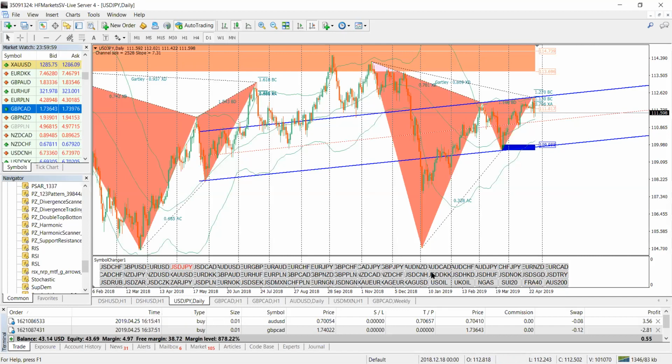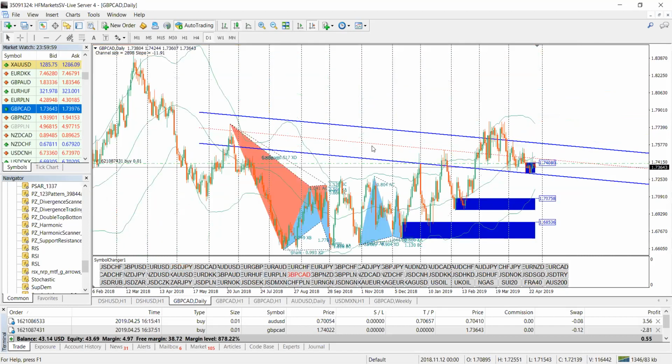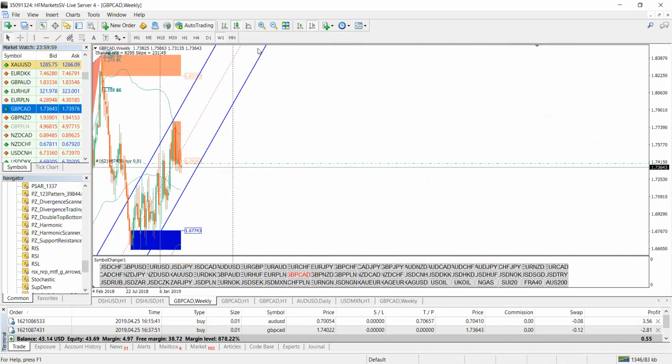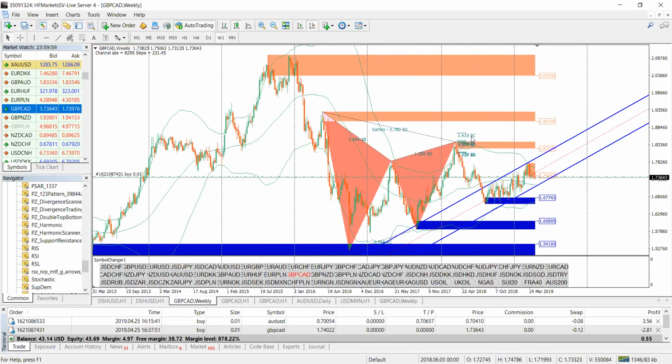GBP/CAD, let me see GBP/CAD. Don't worry about the other stuff you see on this screen. I'll probably touch on harmonics in another video, but for now, GBP/CAD weekly, just to show you. So you can see on the weekly chart right now, there's a demand zone here, price hit there, a bit of consolidation for a couple of weeks, then moved out.